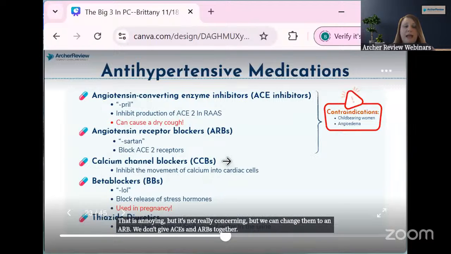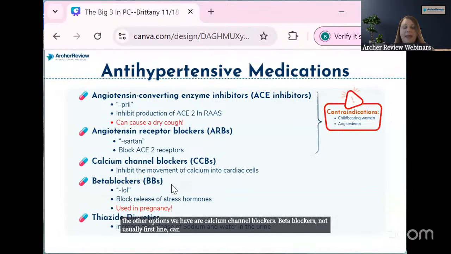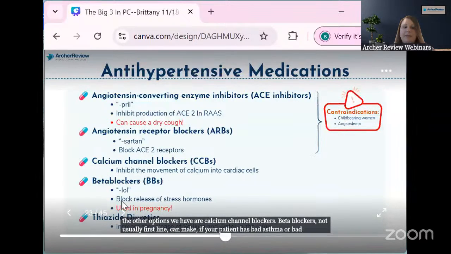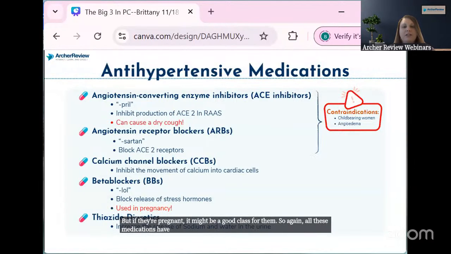The other options we have are calcium channel blockers. Beta blockers, not usually first line. If your patient has bad asthma or bad diabetes, this may not be the best class for them. But if they're pregnant, it might be a good class for them. So again, all these medications have different options. And again, it's important to try to tailor it and find the best thing for your patient.